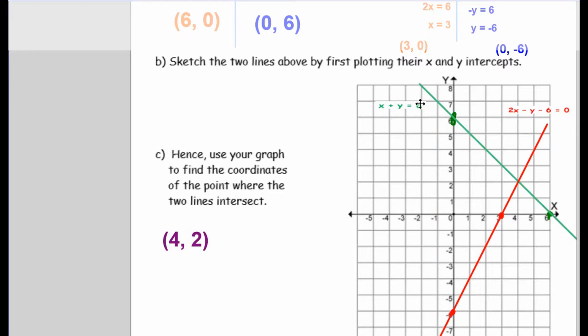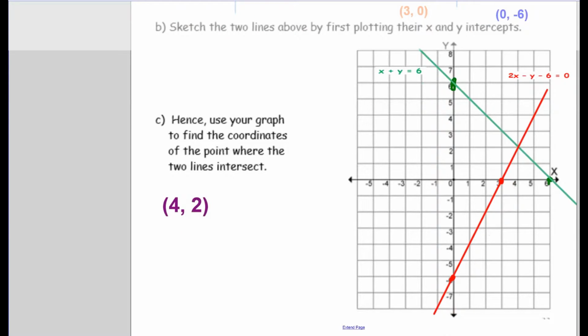Part C is just, hence, use your graph to find the coordinates of the point where the two lines intersect. So here's line 1, here's line 2. What are the coordinates of this point right here where they intersect? What's its x coordinate? That's right, it's 4. What's its y coordinate? That's right, it's 2. Again, the graphing method for finding the intersection point is pretty rough. So you just write down your answer 4, 2. If you want to put an arrow pointing out where you got it from, that's okay too. This is just a little recap on the graphing method. You find the x and y intercepts of both lines, plot them, connect them up, and find the coordinates of where they cross.